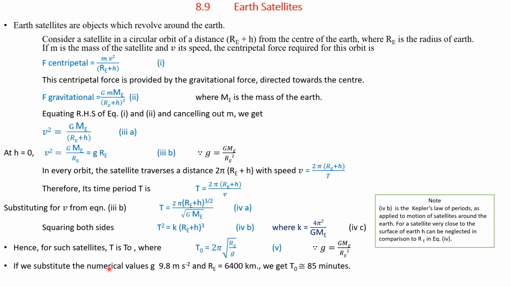If we substitute the numerical values of the radius of Earth, that is 6,400 kilometers, and acceleration due to gravity, that is small g, as 9.8 meters per second square, then we get the value of t naught as approximately equal to 85 minutes.